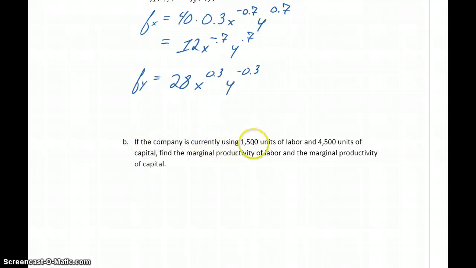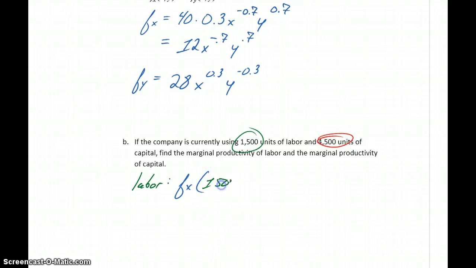In part B, if the company is currently using 1,500 units of labor and 4,500 units of capital, we want to find the marginal productivity of labor and marginal productivity of capital. So to get our marginal productivity of labor, we'll look at the derivative of our function with respect to x, evaluated at 1,500, 4,500. So we'll plug these two values into our expression f sub x, which will give us approximately 25.89.